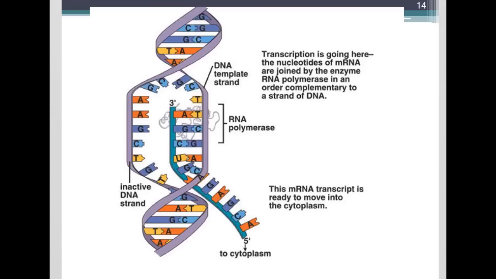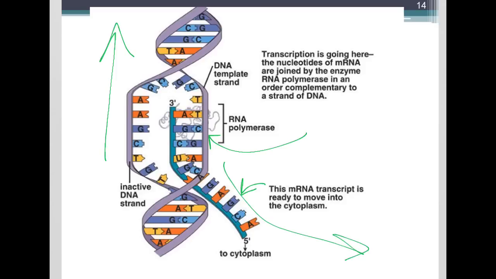Notice that we're sort of looking at DNA vertically here. Notice that RNA polymerase is this sort of gray blob of protein sitting here, and transcription is obviously proceeding in this direction because the already written mRNA molecule is sort of extending out this way.